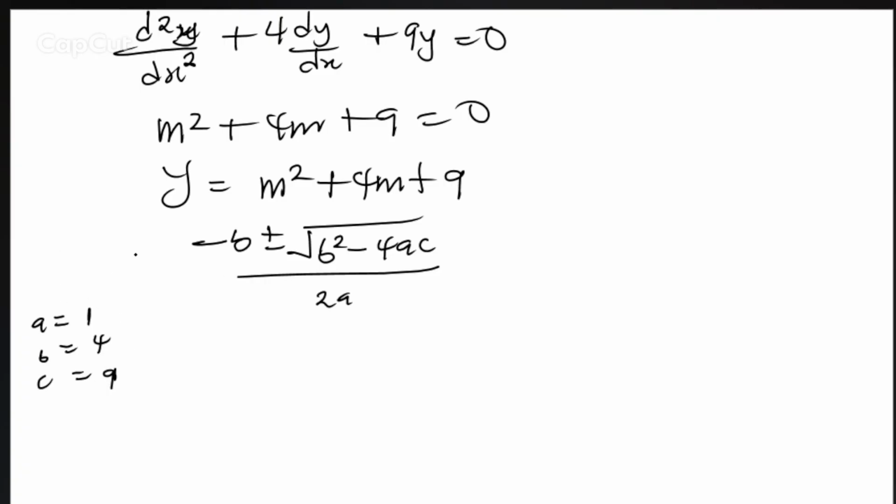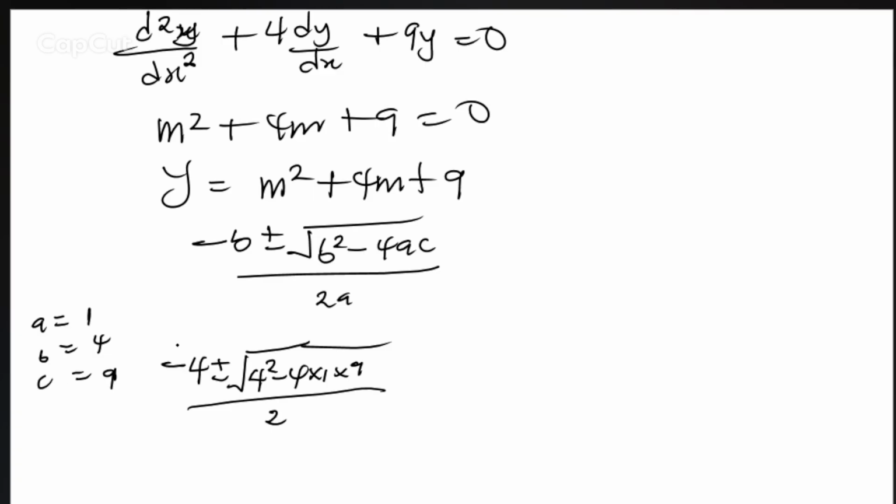Are we together? So if we do that, we'll simply have our quadratic formula given as minus 4 plus or minus square root of 4 square minus 4 multiplied by a, which is 1, so you have 1 times c, which is 9. So this is 9, right? And this will be divided by 2a, and a is 1, so you have 2.